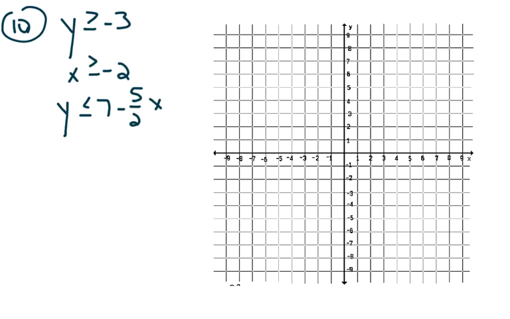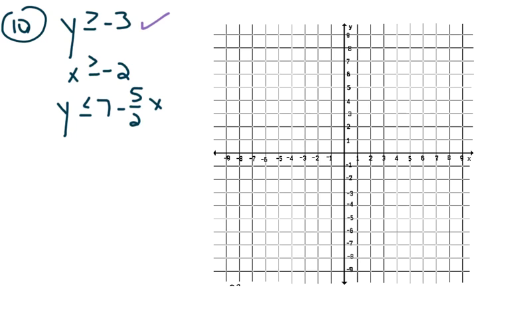In problem number 10, we want to graph these 3 inequalities, and then we want to find the vertices of the shaded region, and then we want to plug those vertices into a function to find which one gives a minimum and which one gives a maximum. So I'm going to graph them all by hand. I'm going to use different colors here.